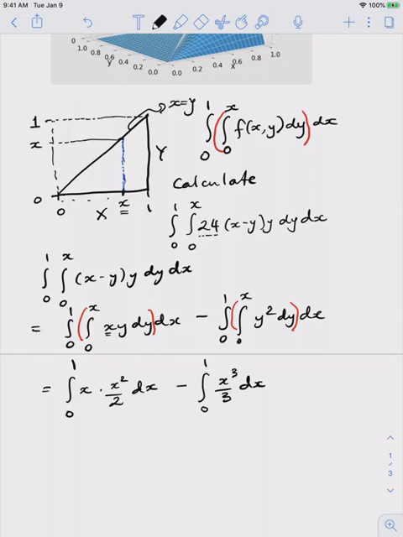And so I now have a half, and I'm integrating x cubed from 0 to 1, so I will get a quarter. And here I have a third, and I am integrating x cubed again from 0 to 1, so I'll get a quarter again. And lo and behold, I have an eighth minus a twelfth, and that's 1 in 24. That's where that 24 comes from.